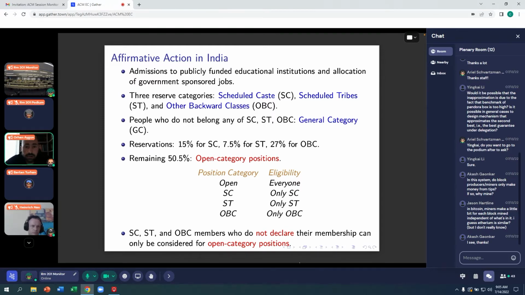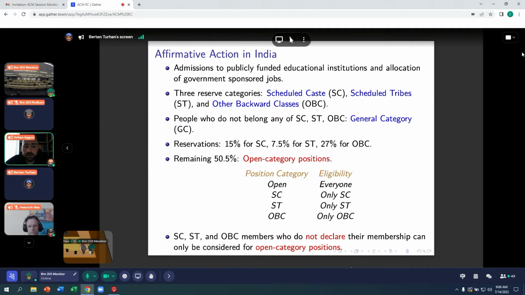And half of the available seats are considered as open category positions, and these positions are open for everyone. Everyone can get a seat from that category. And getting a seat from a reserve category, students must be eligible to that relevant reserve category, and they must declare that they are member of that category. Okay, we can pass.